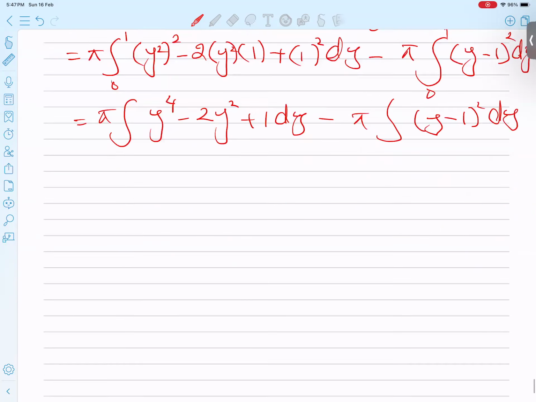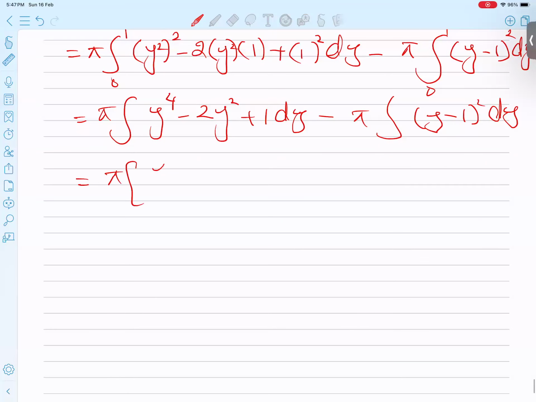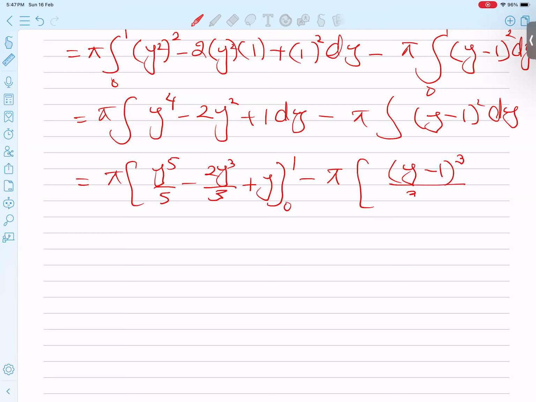So let's start integration. Increase the power by 1. So y to the 5 by 5. Increase the power by 1. So y cubed by 3 and y. And this is done with limits 0 to 1. And what about this? Increase the power by 1. We get y minus 1 cubed by 3 into the derivative of the base, that is 1 because y has a coefficient of 1.